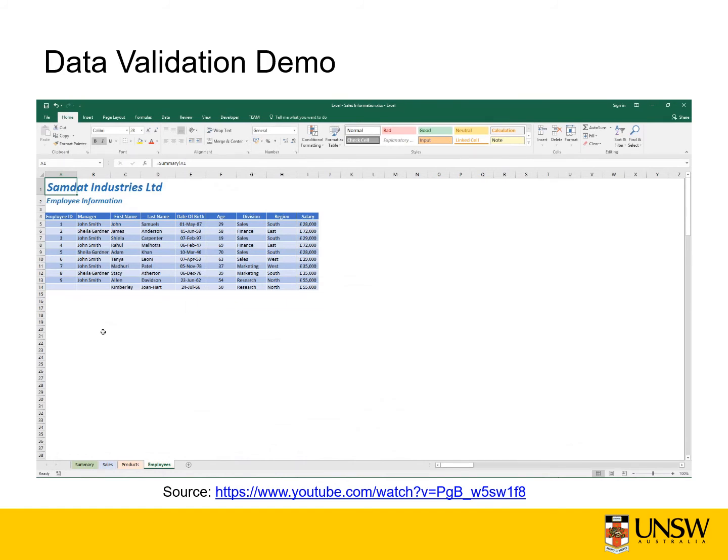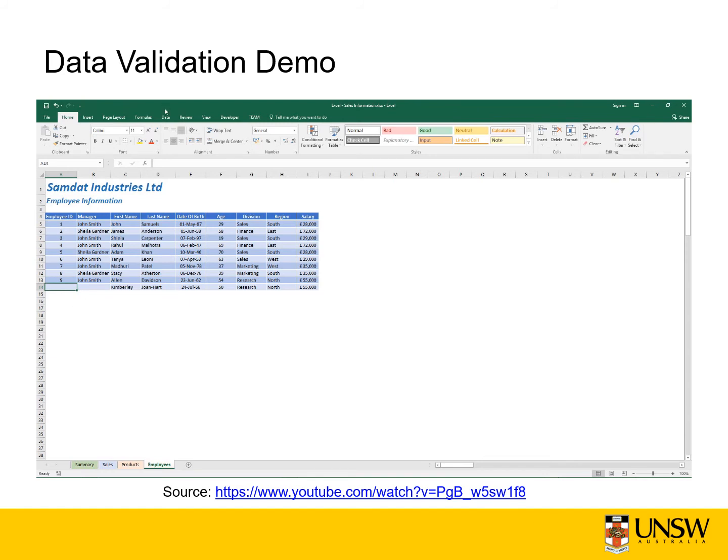I've loaded up our sample sales information workbook, and you can see in the employee ID column we've got 1, 2, 3, 4, 5, 6, 7, 9. So we've got whole numbers, and here we want to ensure that the next employee ID that is entered is a number and it's not text or something else.